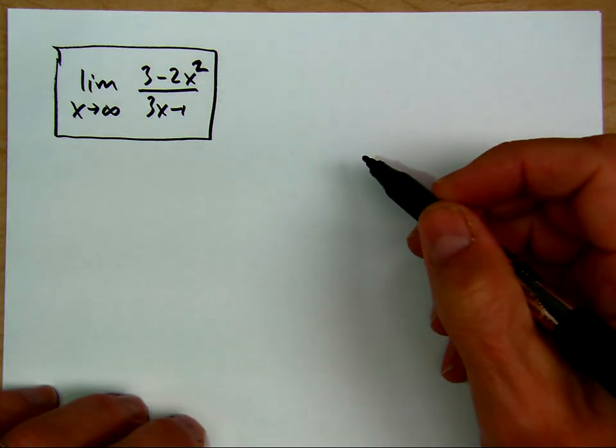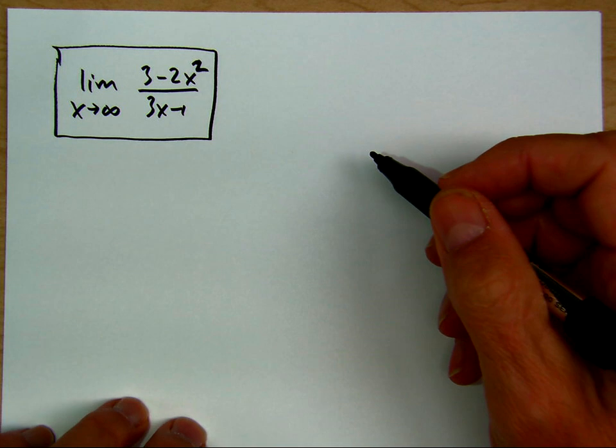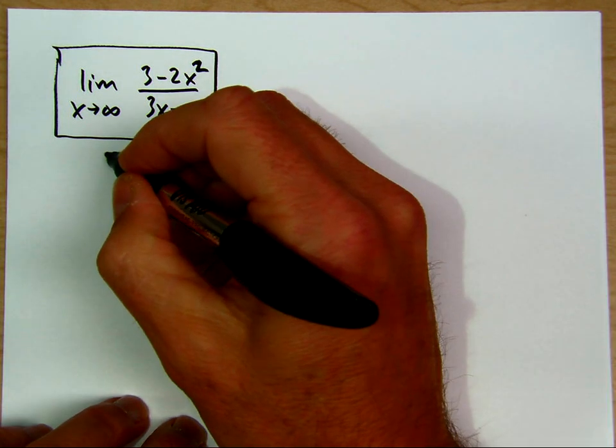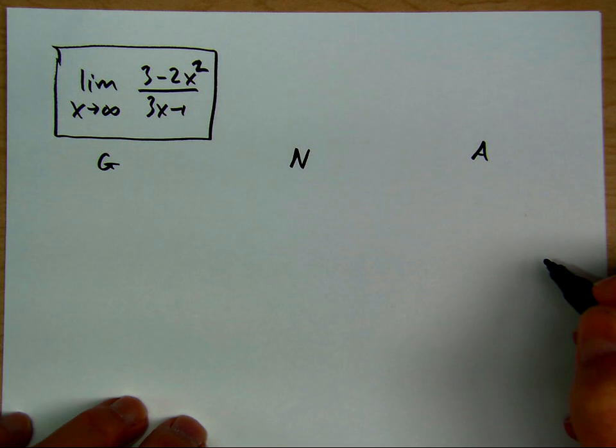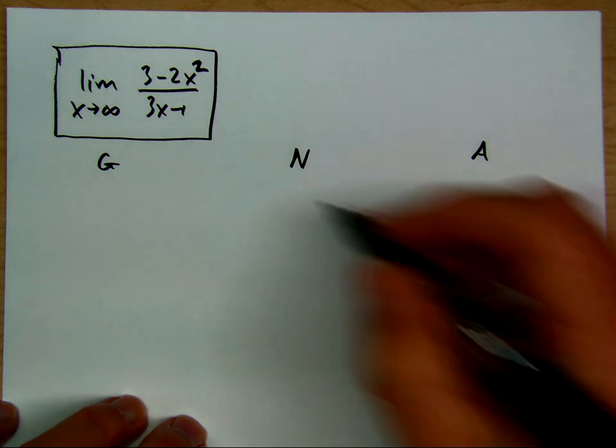Alright, try this one, and if you get stuck with the algebraic strategy, just look at the graph, and I think it'll make sense. Pause the video and try that one.